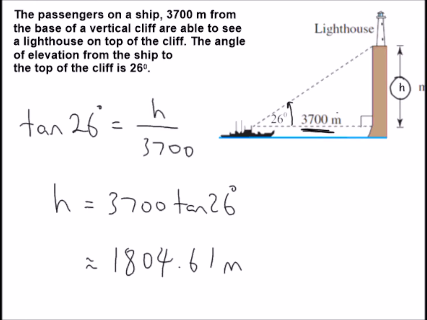Notice also that the cliff height doesn't include this little bit here because the angle of elevation was measured from a point above the water line. So if we knew that length, we'd add it on to work out the actual height of the cliff.